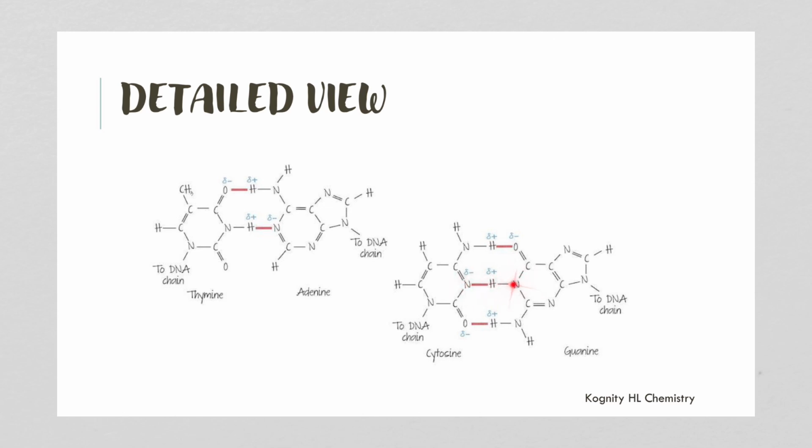Again, nitrogen, hydrogen, nitrogen. So there's a hydrogen bond there. And then the other carbonyl down here interacts with the hydrogen attached to the nitrogen. So cytosine and guanine have 3 hydrogen bonds, and this one has 2 hydrogen bonds.